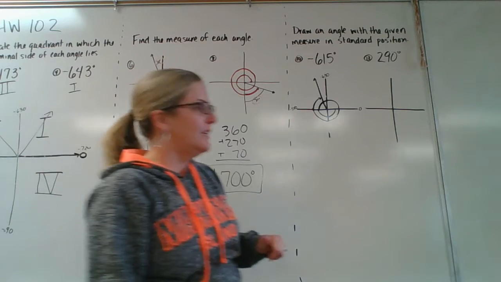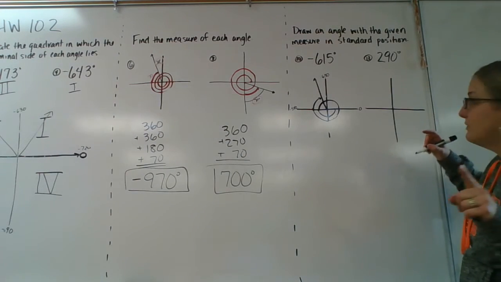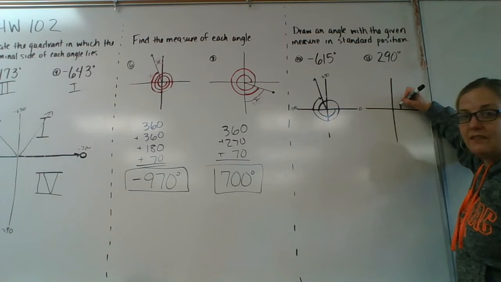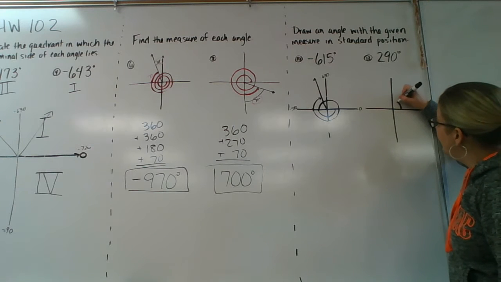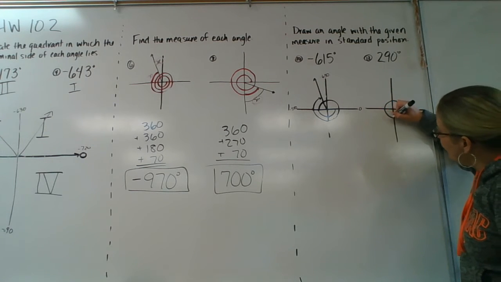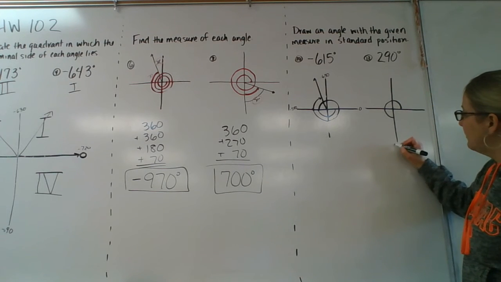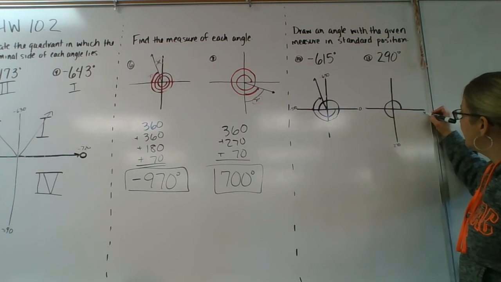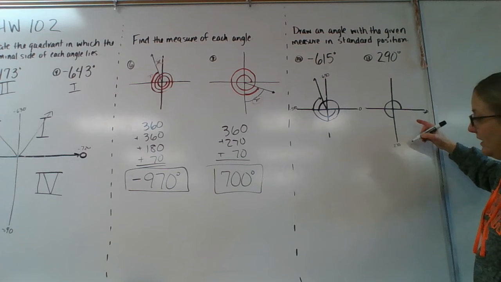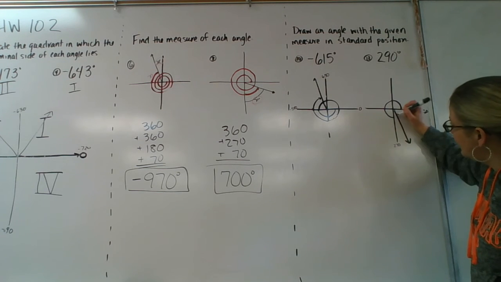Okay, so let's try the next one, 290. In order to do 290, we're going in a positive direction. So we're going to start here and go upward because we're going positive. And we just start counting. Here we go. 90, 180, 270. If I keep going, I'm going to hit 360. That's too much. If this is 270 and this is 360 and I want 290, then I better show that I'm closer to 270 than 360. So my angle's going to be closer to 270.